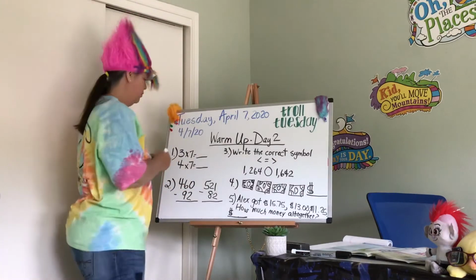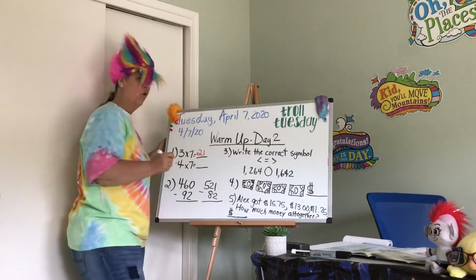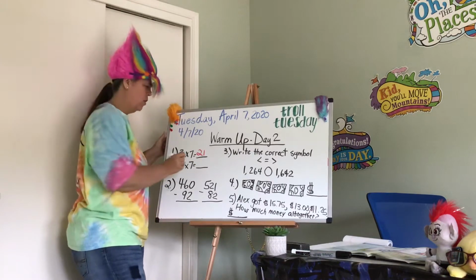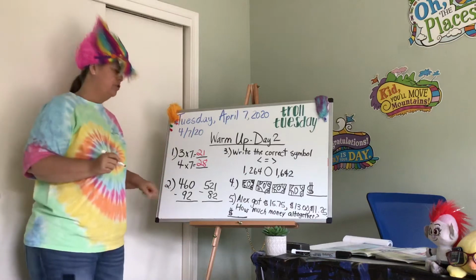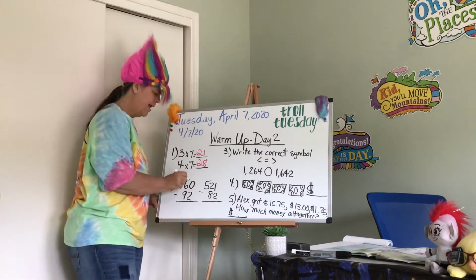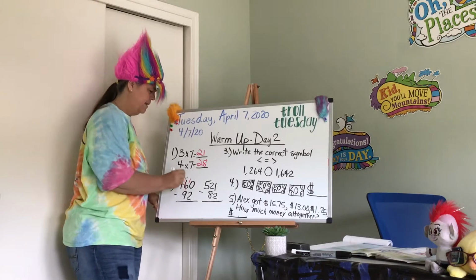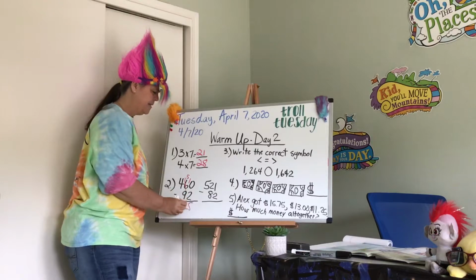All right, here we go. 3 times 7 is 21. So 4 times 7 is just 7 more, 28. Then we're moving on to number 2, subtraction. Can I take 2 away from 0? No, I cannot. We've got 10, and this is a 5. 10 minus 2 is 8.